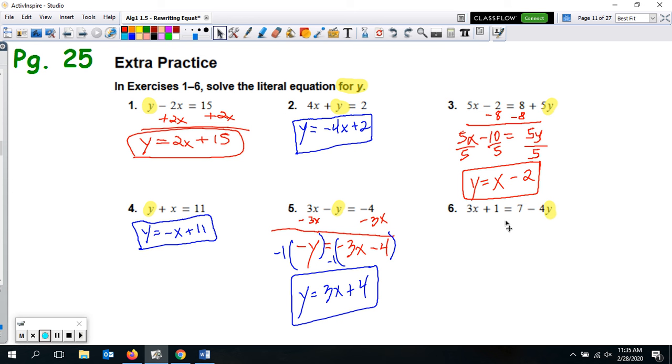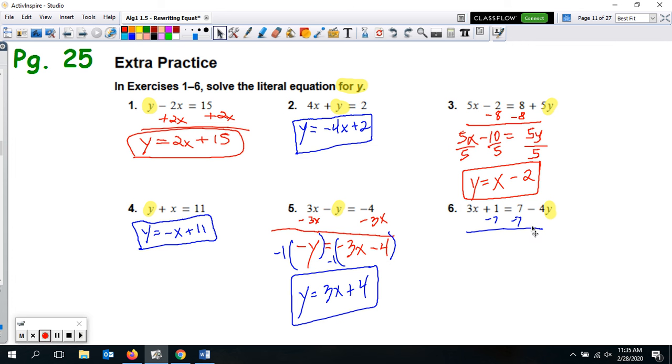Okay, so hopefully you've completed that. Hopefully you got an answer for y. Y equals something here in terms of x, because x is the only other letter right now. And so the first thing we need to do, again, is move the 7 to the other side. So we got to subtract 7 from both sides.